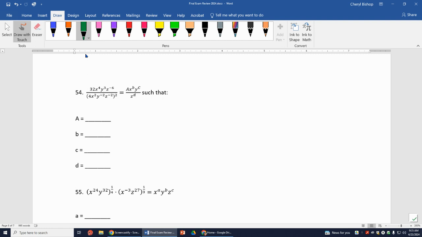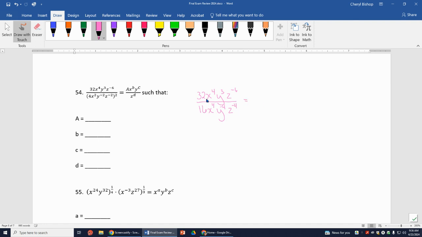Okay, so for number 54, let's break this down. I'm going to have in my numerator 32x to the 4th, y to the 3rd, z to the negative 6. In my denominator, each thing is being squared. So 4 times 4 is 16. x squared squared is x to the 2 times 2. y to the negative 2 to the 2 is y to the negative 4. We're multiplying. And negative 2 times 2 is z to the negative 4.